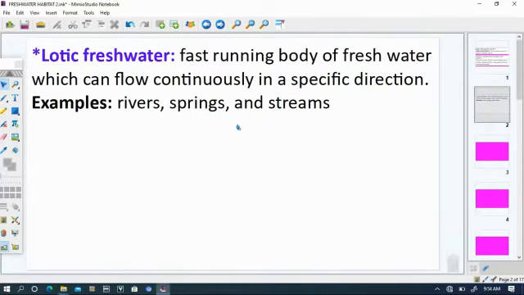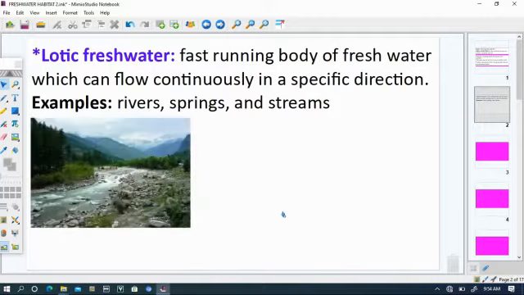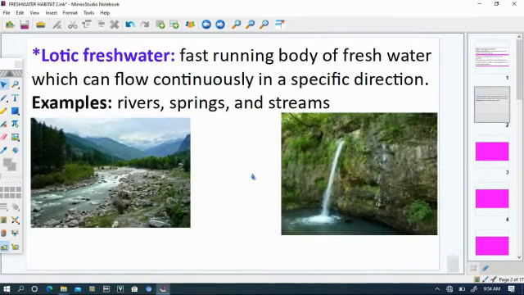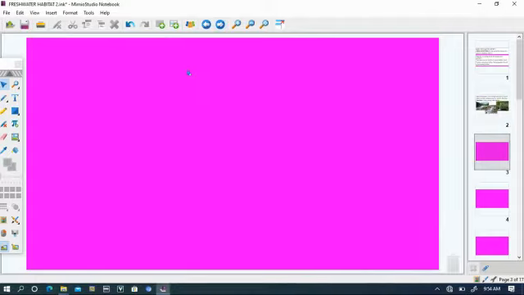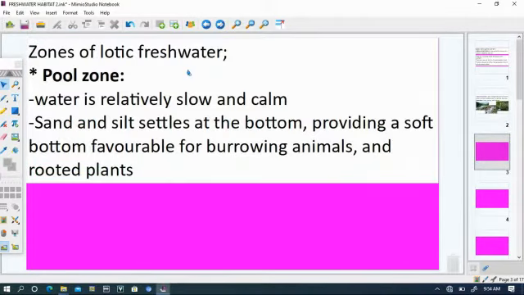Lotic freshwater is a running body of fresh water which can flow continuously in a specific direction. Examples include rivers, springs, and streams. Zones of lotic freshwater.